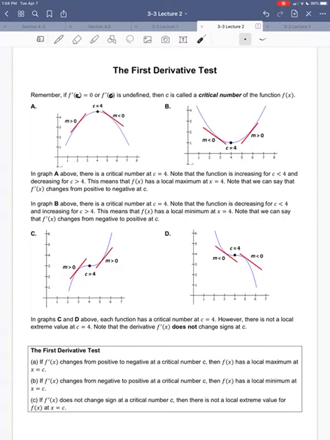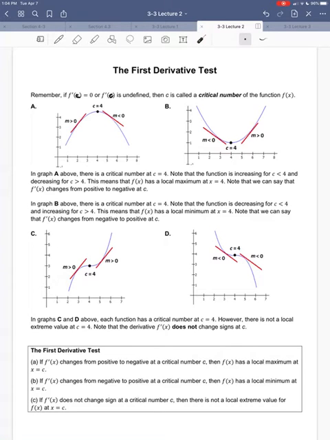If you look at graph A or graph B, we see that both of those would have critical numbers at c equals 4. Remember, that's where the derivative is equal to 0 or undefined. The derivative would be the slope of the tangent line. And if we went across the curve at c equals 4 in A, or c equals 4 in B, those would have horizontal tangent lines. So the derivative is equal to 0 at c equals 4, both in graph A and in graph B.